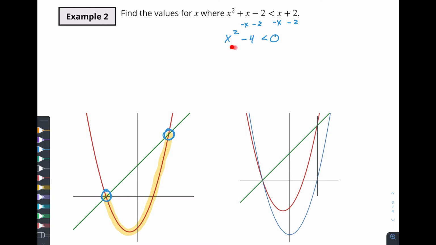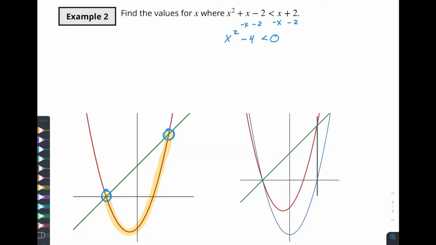So if I can rearrange this and find the values for x where this thing is less than 0, then I can find the whole function where it's less than 0, or where x squared plus x minus 2 is less than x plus 2.